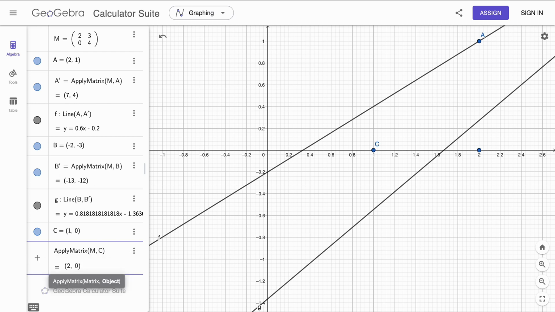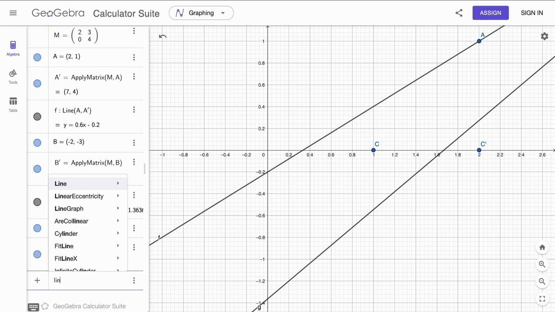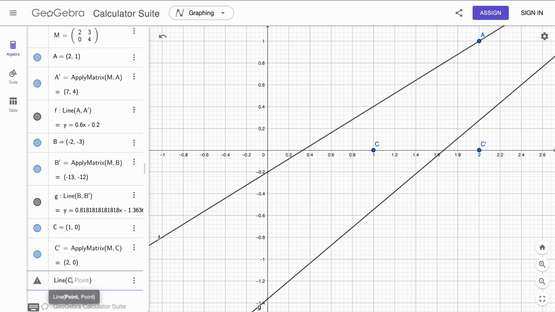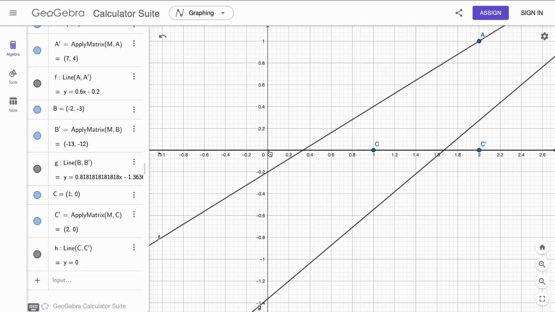What do you get? You get 2, 0. Okay. And I want to draw the line once again between C and the point C with an apostrophe. And look, this line does go to the origin, right? It does go to the point 0, 0. Okay, so that number works. 1, 0 works. Okay. What else could work?